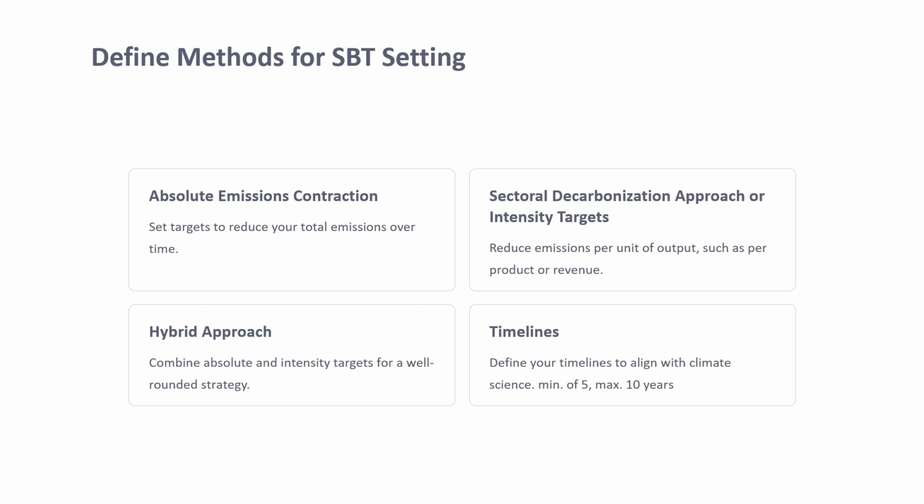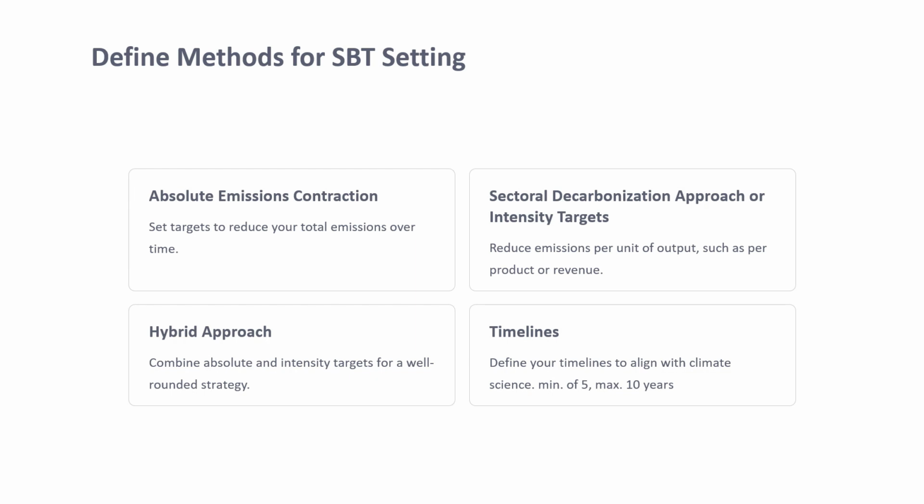The second one is sectorial decarbonization approach, or intensity targets. This kind of focuses on each emission output. It could be product. You can focus on product. You can focus on revenue. You can look at which of our production generates more revenue. How much emission is emitted in this part? Is it significant to our business? Okay, if that is the case, we need to target these areas to reduce emission.